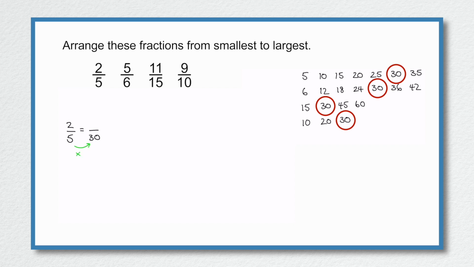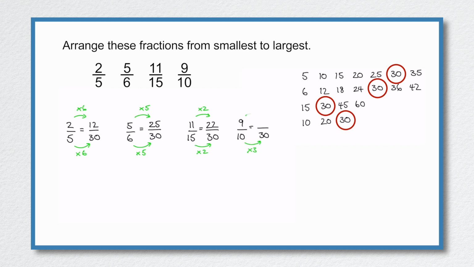So for 2/5, well, we multiply the top and bottom by 6, and this gives us 12/30. For 5/6, we multiply the top and bottom by 5, which gives us 25/30. For 11/15, we multiply top and bottom by 2, which gives us 22/30. And for 9/10, we multiply the top and bottom by 3, which gives us 27/30.